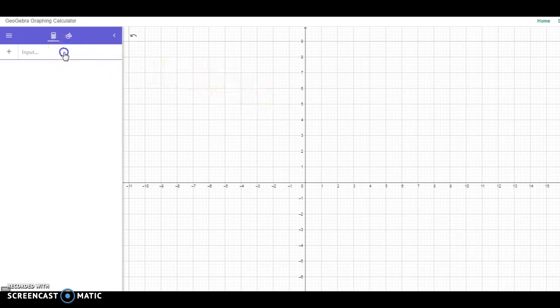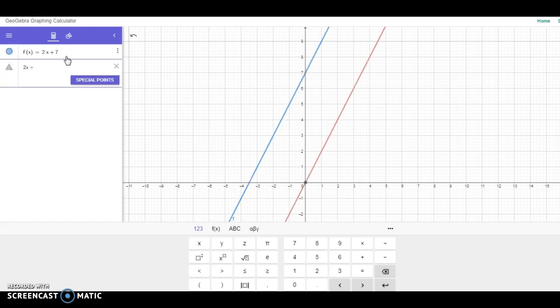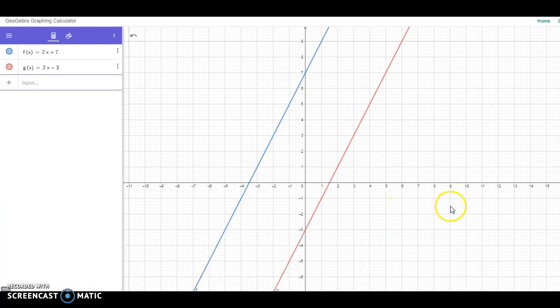The first equation we are going to graph is y equals 2x plus 7. And then the second one we're going to graph is the line that is parallel to it with the same slope of 2, but a y-intercept of -3. So we have those two lines and we want to find the distance between them.